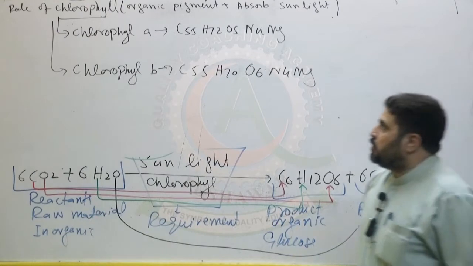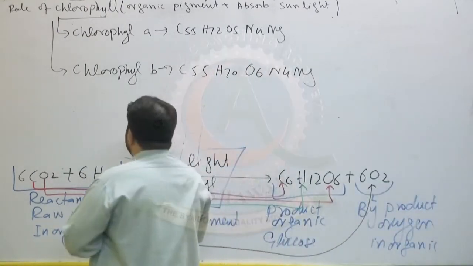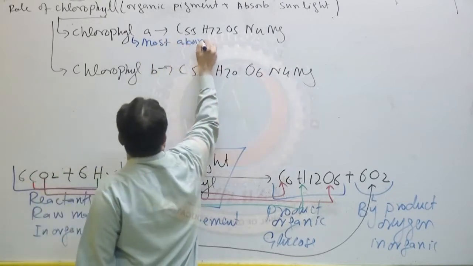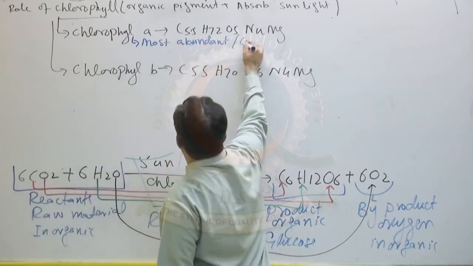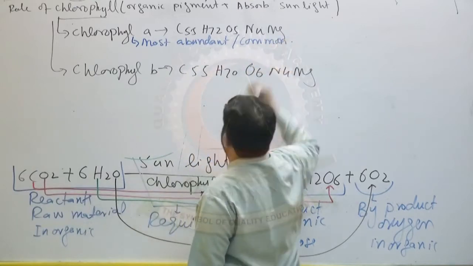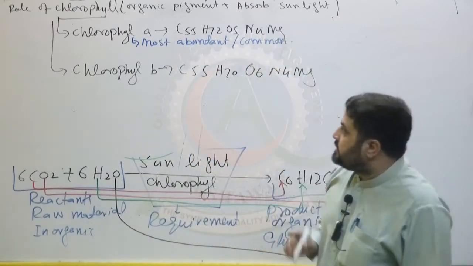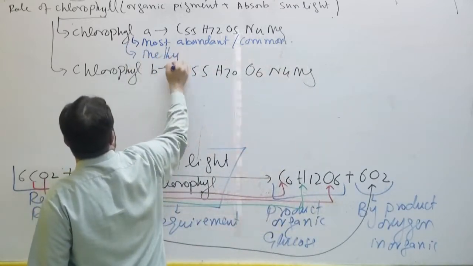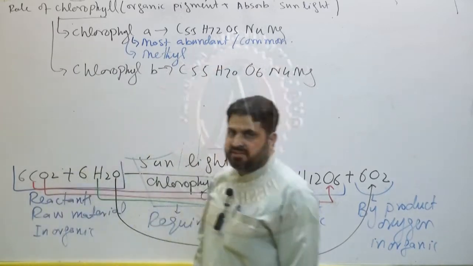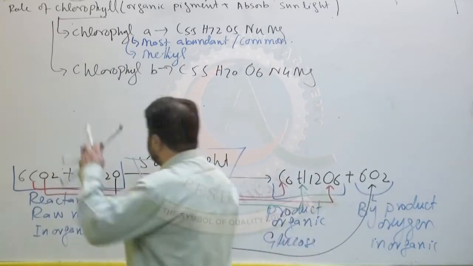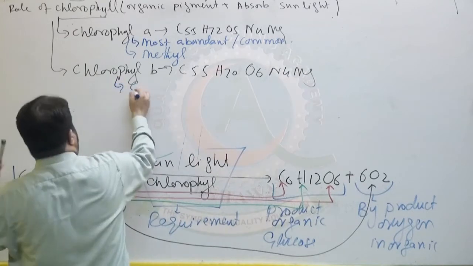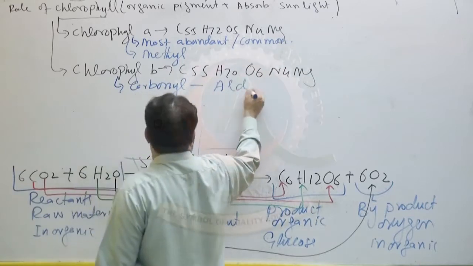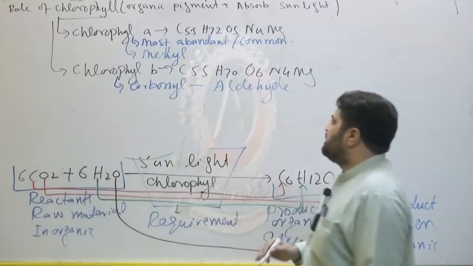Now again, chlorophyll A is considered to be the most abundant or most common type of chlorophyll. Second, chlorophyll A has a methyl group as its functional group, while chlorophyll B has a carbonyl. Carbonyl means they have an aldehyde as a functional group.